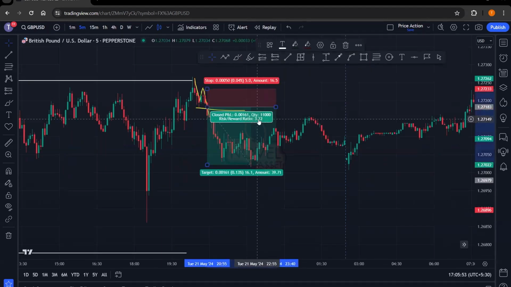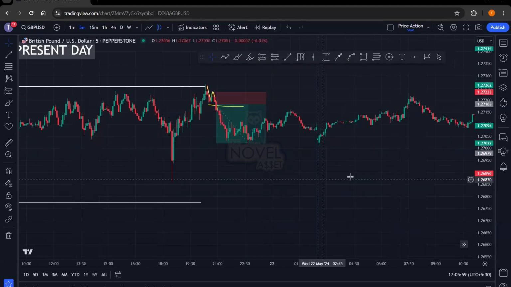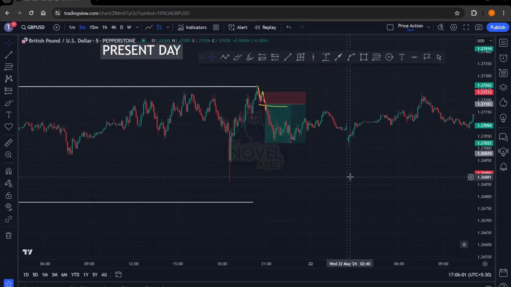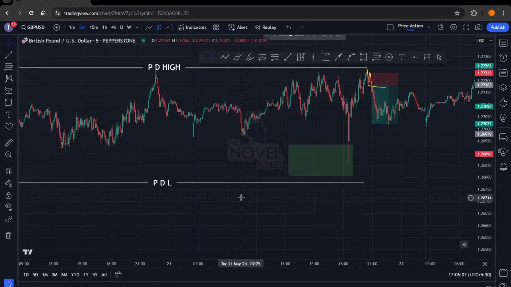Another time you will see only 1:3 targets getting fulfilled, and even more than 1:3 targets getting fulfilled in the market. And that's why I fix this target at 1:3 only. Okay, so this is another green day in the market where we have made our target.